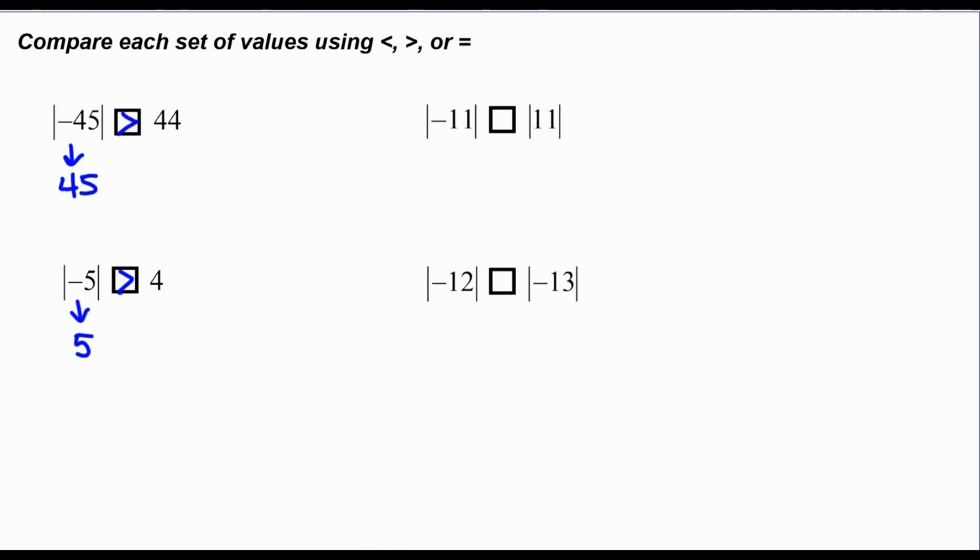Next one, the absolute value of negative 11 and the absolute value of positive 11. Well, these both have an absolute value of 11, so these are actually equal to each other. The absolute value of negative 11 is equal to the absolute value of 11 because they're both the same distance from 0. So their distances are equal and they are opposites. Last one, the absolute value of negative 12 and the absolute value of negative 13. Well, the absolute value of negative 12 is positive 12, and the absolute value of negative 13 is 13, and 12 is less than 13.